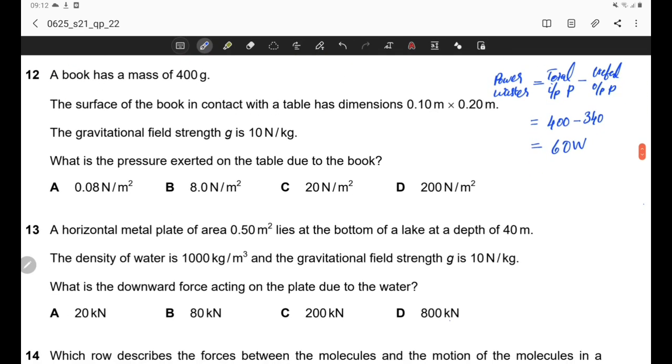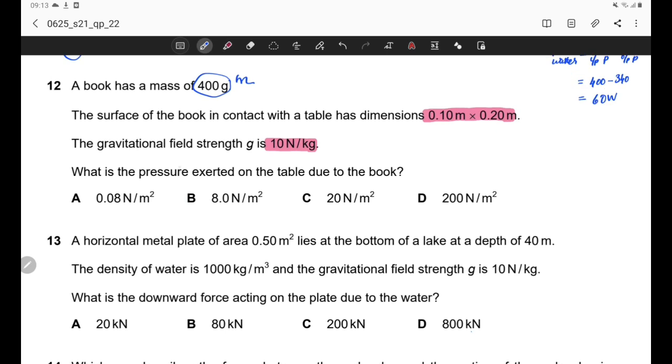Question 12. A book has a mass of 400 gram. The surface of the book in contact with the table has dimensions 0.10 meter and 0.20 meter. The gravitational field strength g is 10 Newton per kg. What is the pressure exerted on the table due to the book?